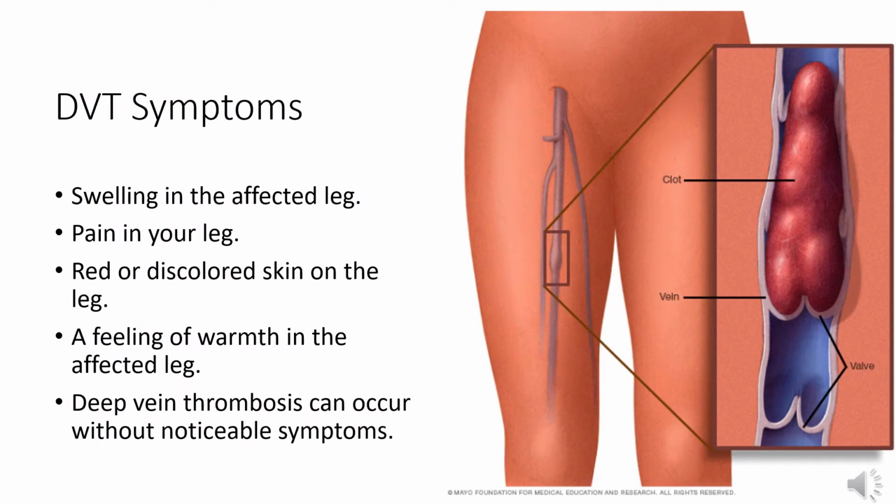The DVT symptoms are as follows: swelling in the affected leg. Rarely there is swelling in both legs. A pain in your leg. The pain often starts in your calf and can feel like cramping or soreness. Red or discolored skin on the leg. A feeling of warmth in the affected leg. Deep vein thrombosis can occur without noticeable symptoms also.